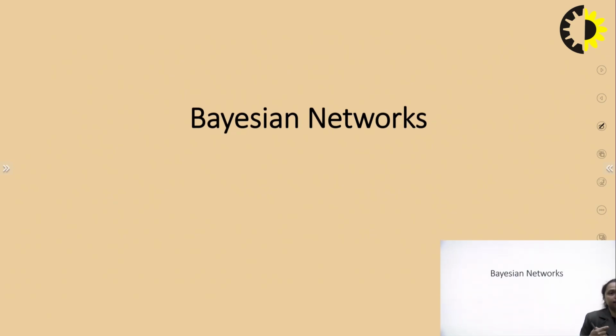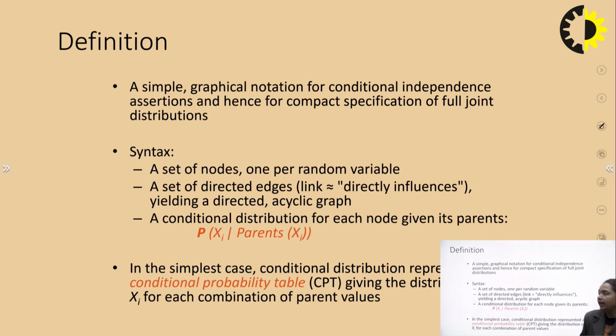Next is the Bayesian network. Bayesian network is another machine learning technique which is used to train the model or machine. So, what is a Bayesian network? It is a simple graphical notation for conditional independence assertions, and hence for compact specification of full joint distributions. In a simple way, I can say that it is the probability of something happening.